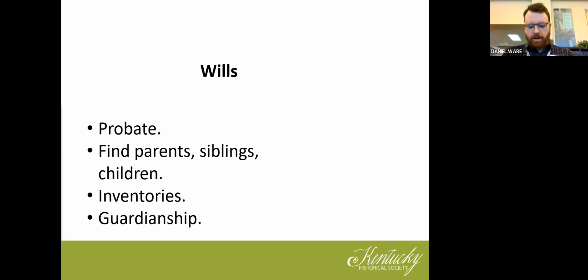I didn't put it on here, but another good use for a will would be if you were looking for a female ancestor's maiden name. You could potentially learn that by seeing that John Smith's daughter gets a particular item in his will. Then you would know that the female ancestor you're looking for had the maiden name Smith. So that can be a very useful document as far as getting past brick walls.